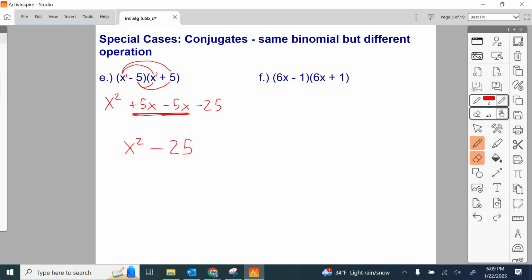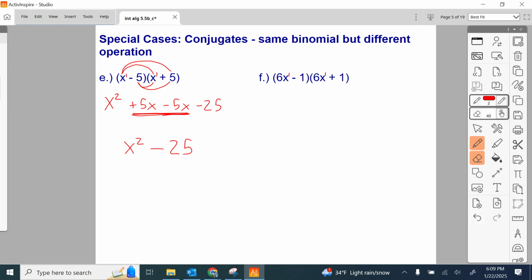It creates a unique type of problem, which we'll talk about later this semester. I don't want to get into it now, but we're going to work with these conjugates again in the future. So we're just kind of getting an introduction to them now. Let's take a look at f, and we'll see what we get for this one.